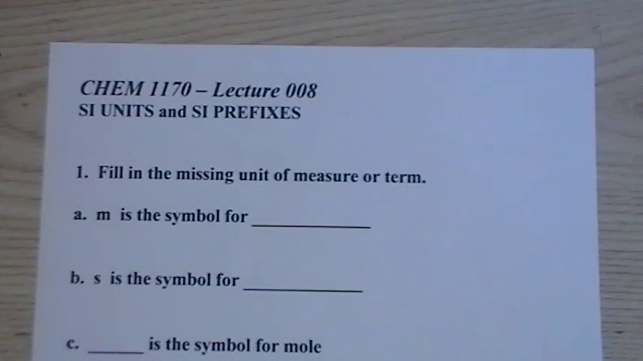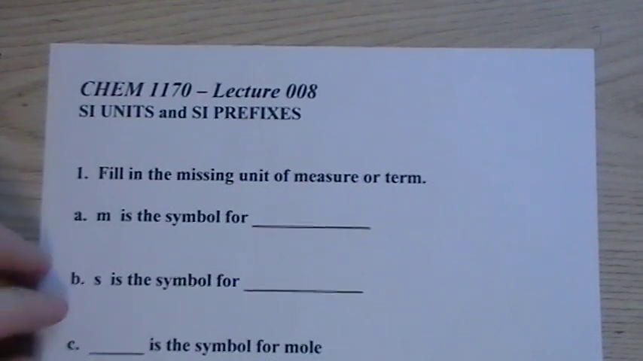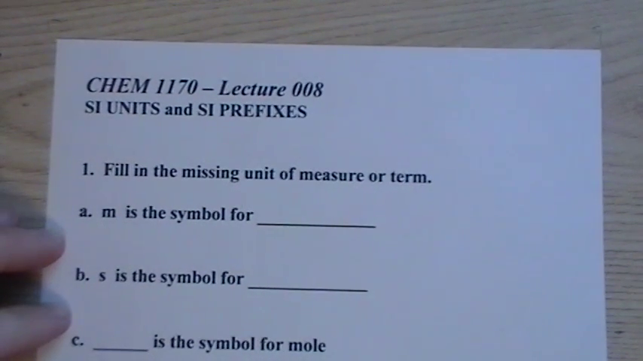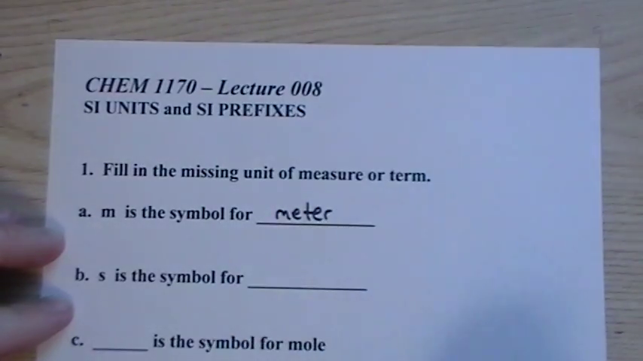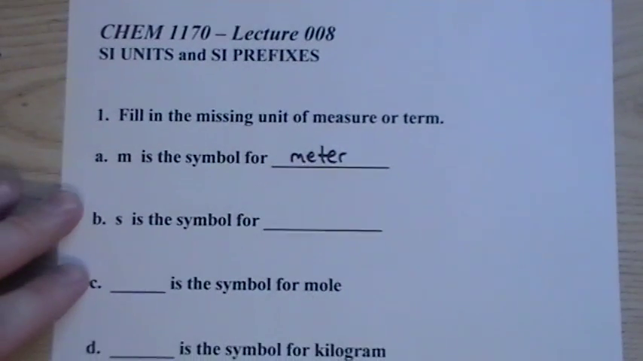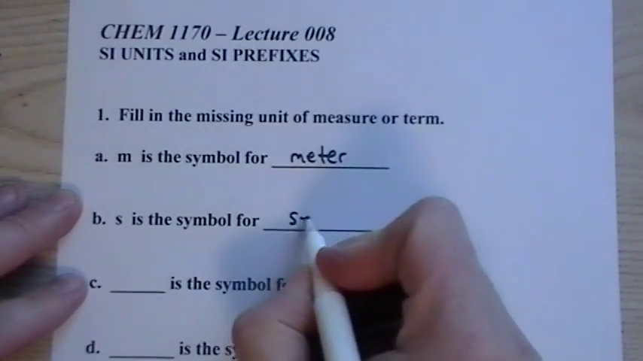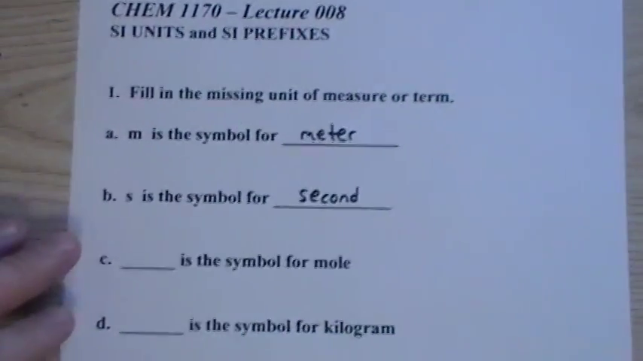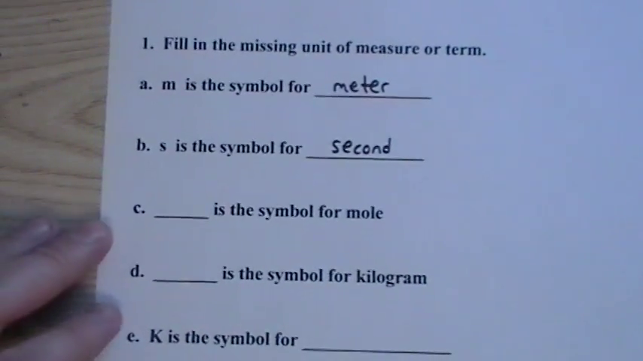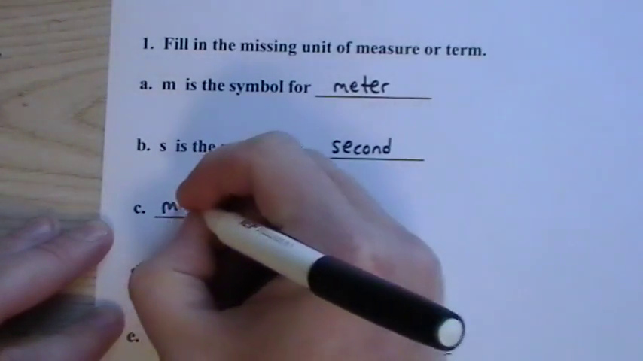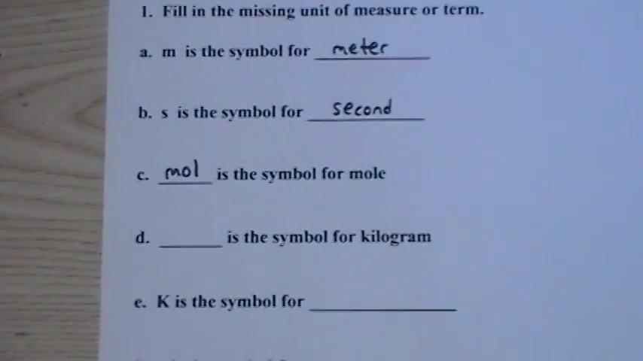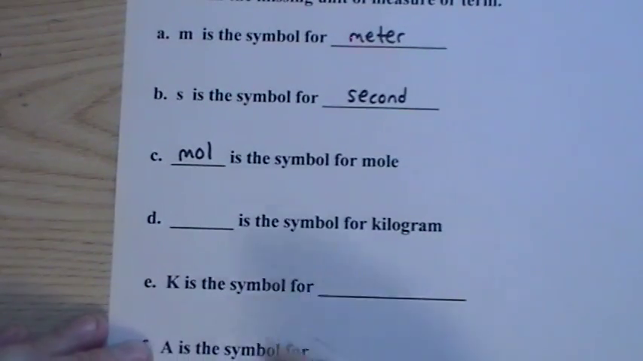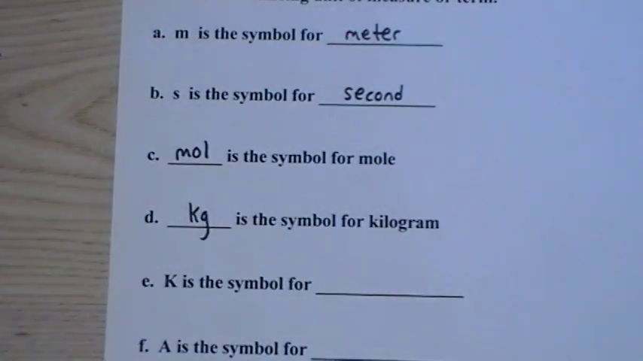These are our base units, mostly, that are present here. So lowercase m is a symbol for meter. Lowercase s is a symbol for second, unit of time. Then we have mol, blank is a symbol for mole, M-O-L. Not much of an abbreviation, but that's what it is. Blank is a symbol for kilogram, kg, unit of mass.